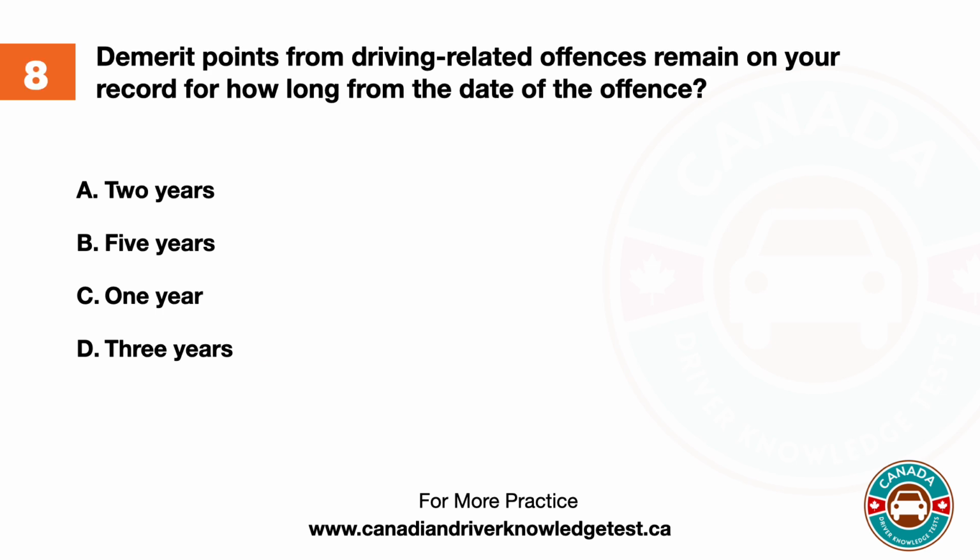Question 8. Demerit points from driving-related offenses remain on your record for how long from the date of the offense? A. 2 years. B. 5 years. C. 1 year. D. 3 years. The answer is A. 2 years.